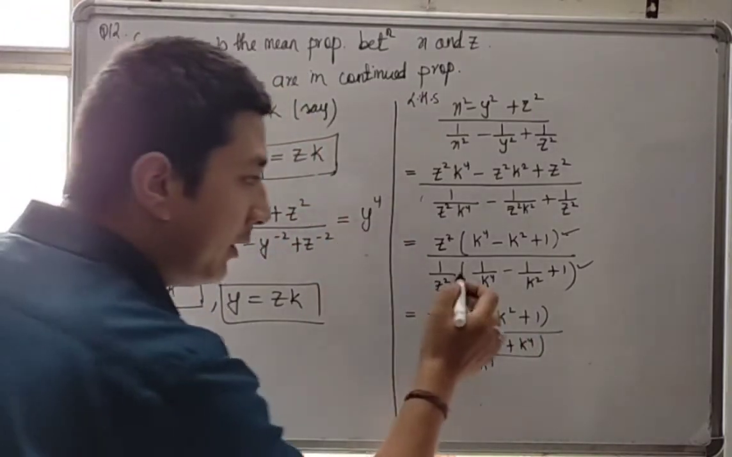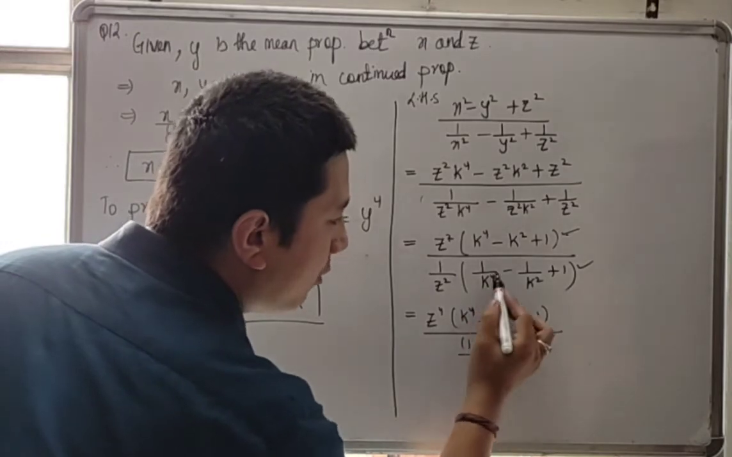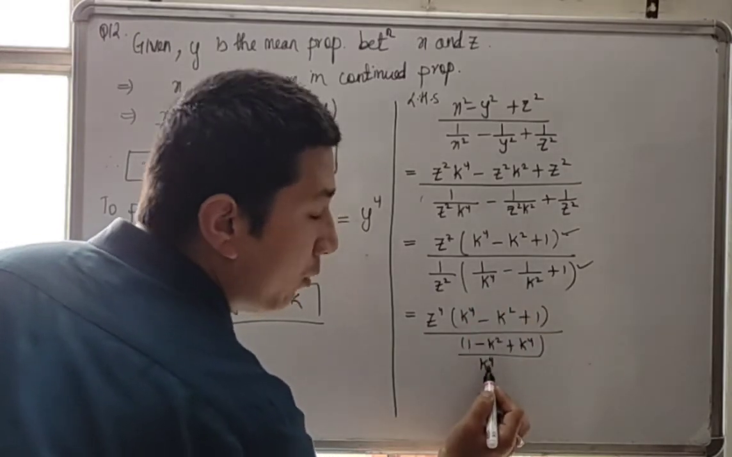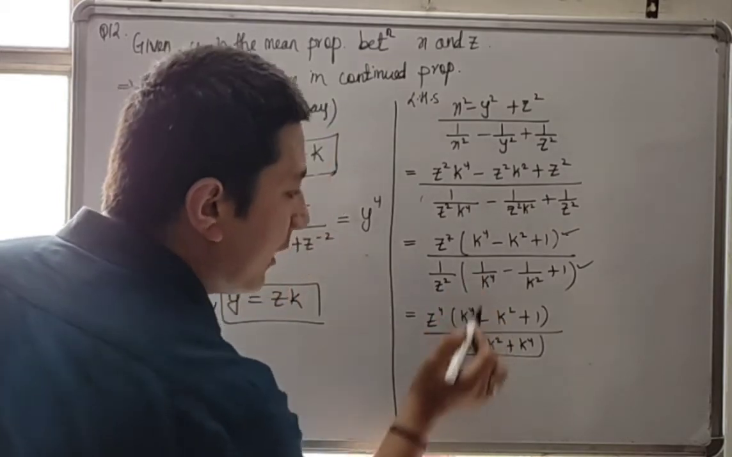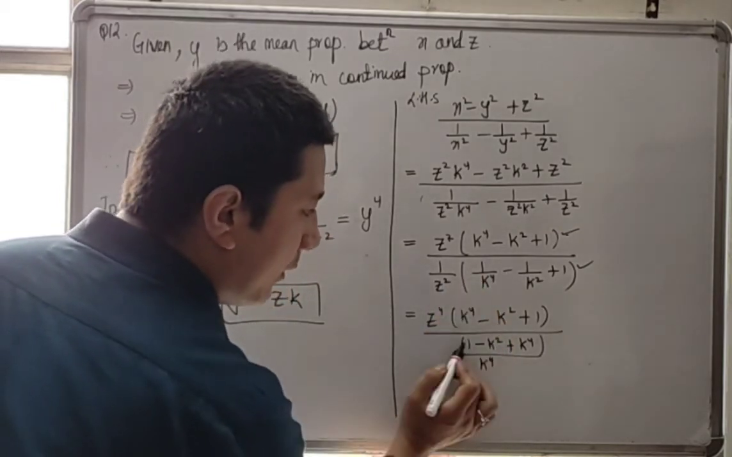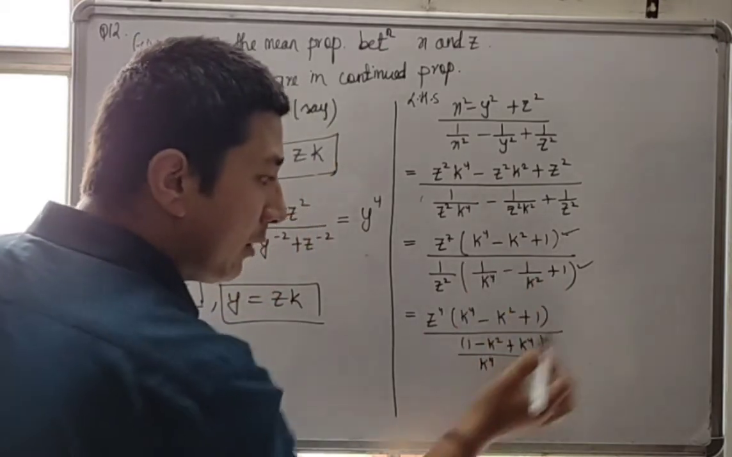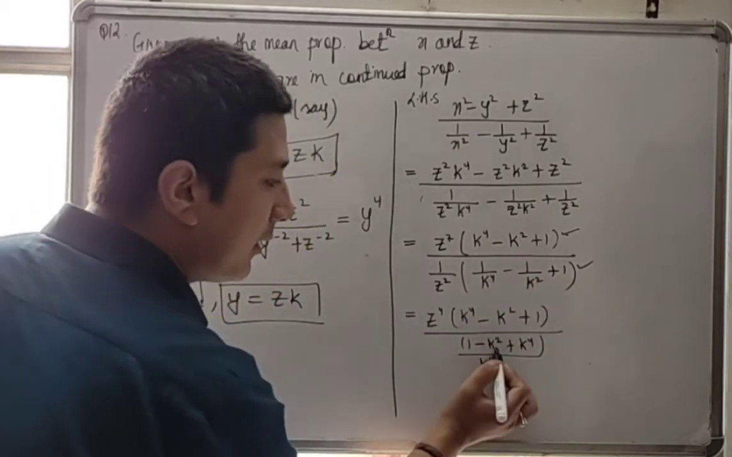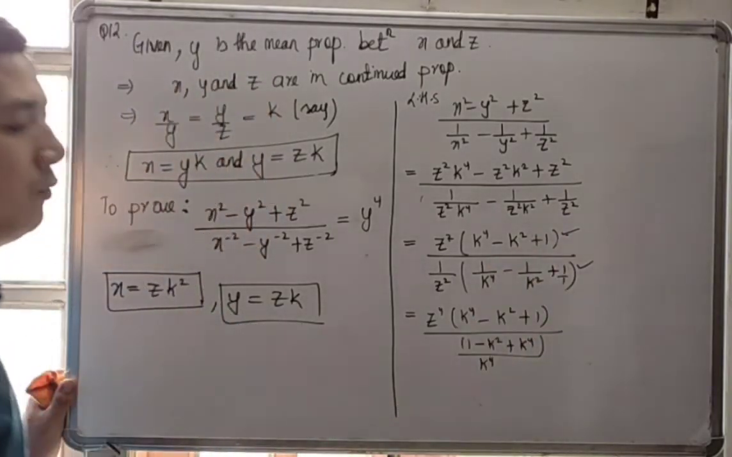Alright, in the denominator within the bracket, what is my LCM? My LCM is k⁴. So k⁴ is my LCM. k⁴ into 1, so hence it is 1. 1 into 1 is 1, minus k² into k⁴ times, sorry, k² into k² times. So k² into 1 is k², plus this is 1 into k⁴. So this you know how to do.